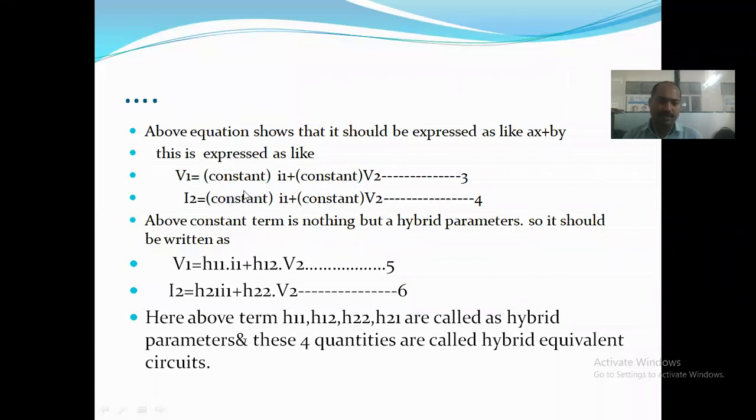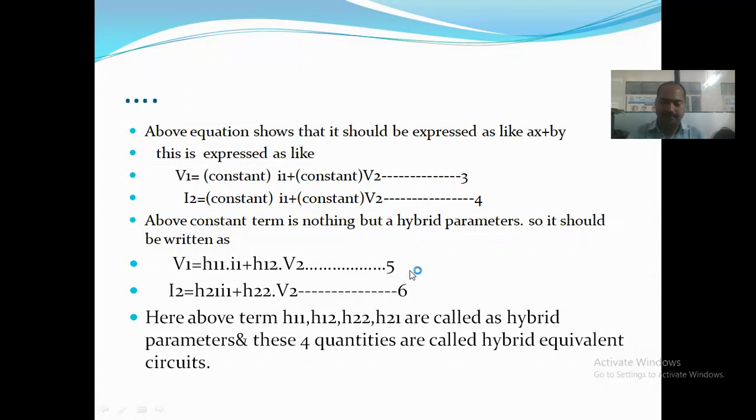आणि इथं I2 साठी H21 इंटू I1 प्लस H22 V2 लक्षात. Okay, so above four things means H11, H12, H21 and H22 that are called as hybrid parameters, right? So this is nothing but a hybrid parameter which we have to calculate.